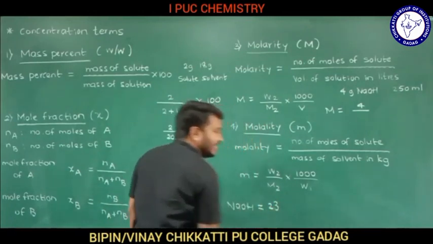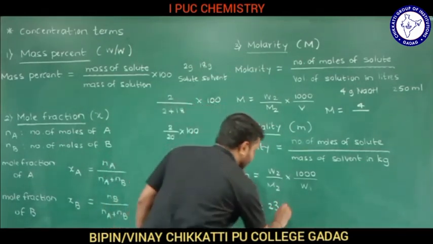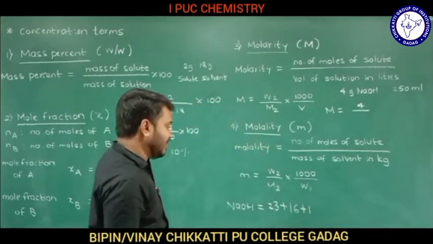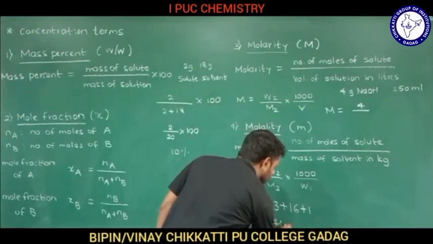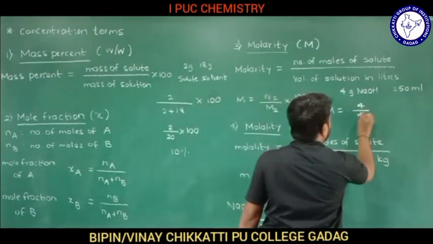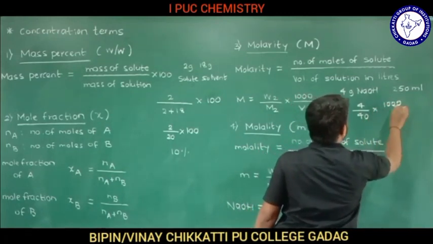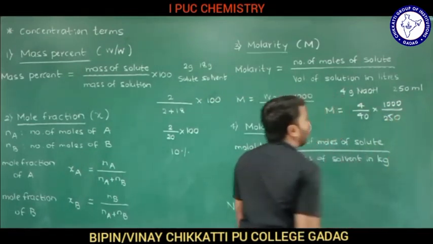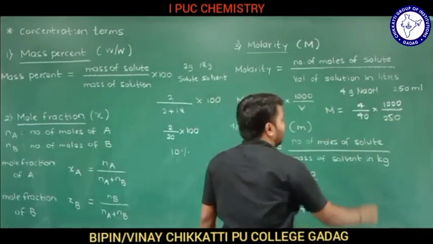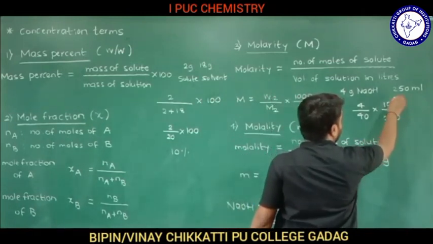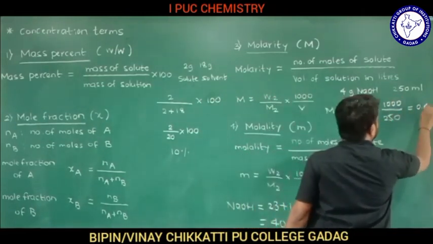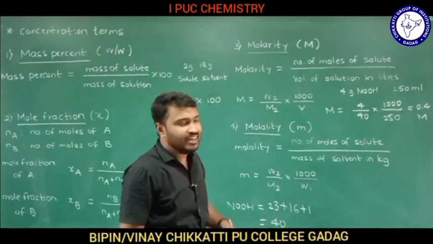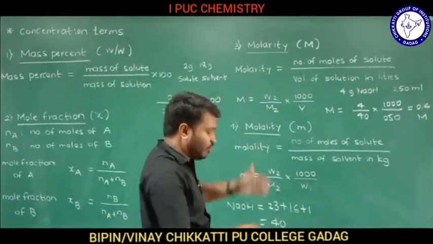Sodium, atomic number 11, atomic mass 23. Oxygen is 16, and we have 1 for hydrogen. The answer will be 23 plus 16 plus 1, that is 40, so divided by 40 into 1000 divided by V, which is the volume of the solution. The volume we have is 250. If you simplify this, you are going to get 4, and the answer will be 0.4 capital M. That will be 0.4 molarity. This is one example to solve problems based on that.